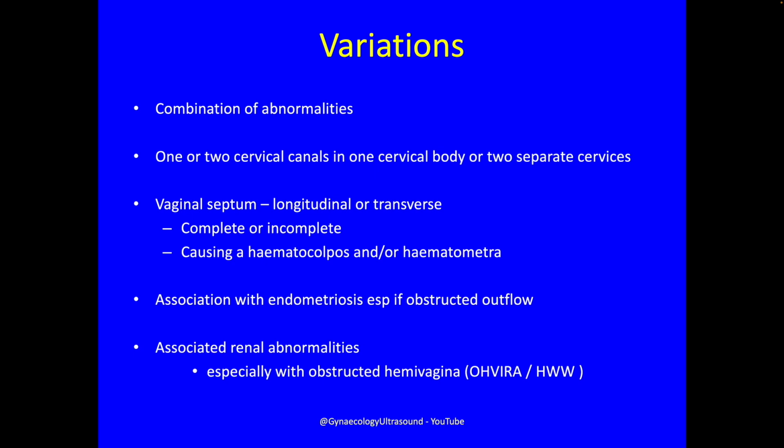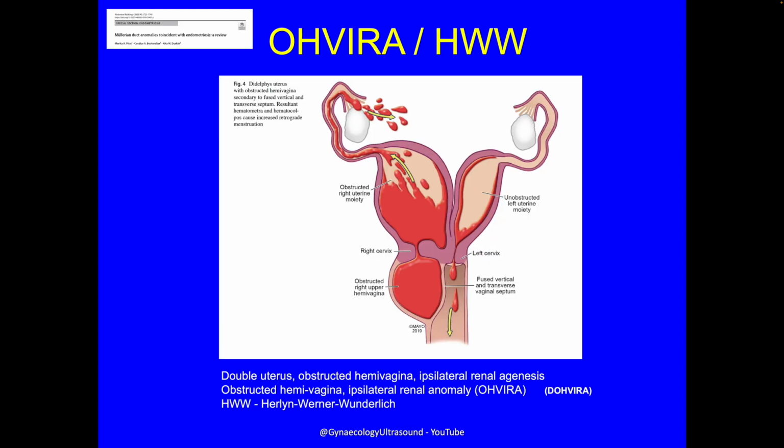You can have variations on a theme. You can have a combination of abnormalities, and you can have 1 or 2 cervical canals in one cervical body or 2 separate cervices. Septum is important to look for. Difficult to see on ultrasound, but on vaginal examination, of course, it might be a hematocolpos and hematometra. And especially if there's obstructed outflow, there's an association with endometriosis, so we need to look for that. And associated renal abnormalities, especially where you've got an obstructed hemivagina.